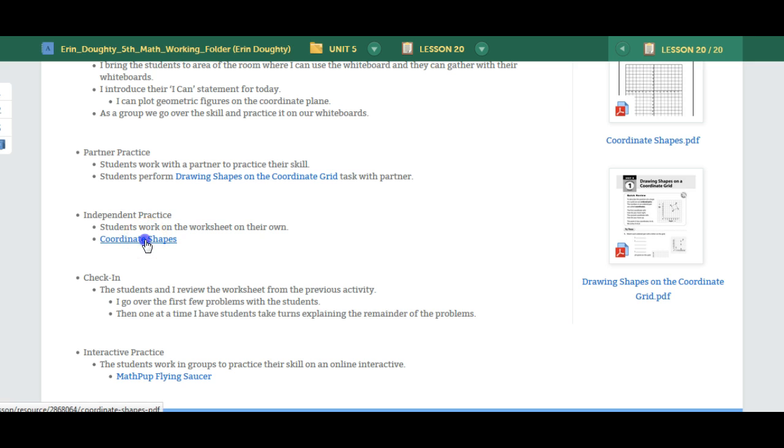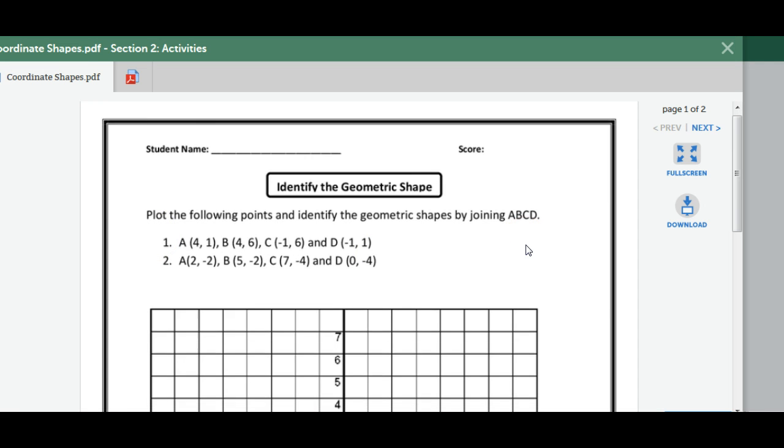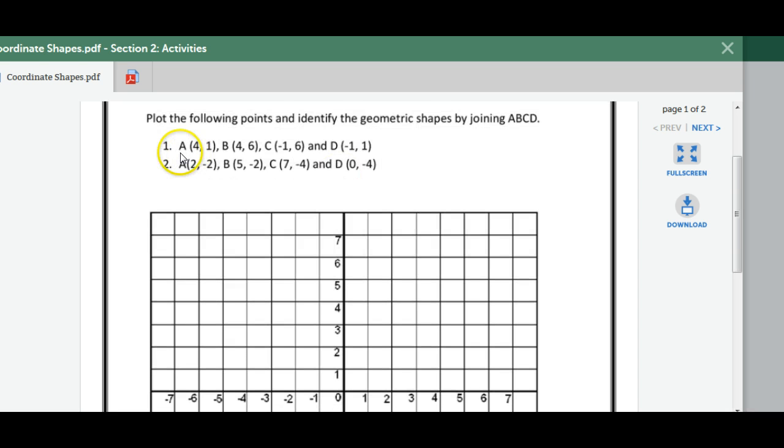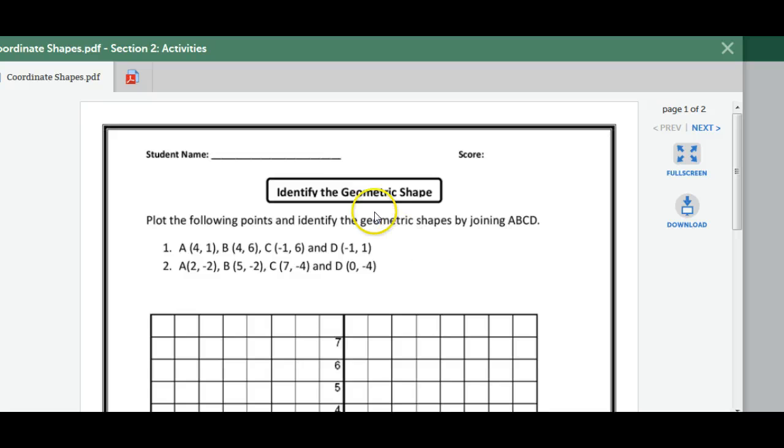To practice independently, the students work on this worksheet, which is identifying a geometric shape. They're given points that they need to plot, and the directions at the top tell them to connect points A, B, C, and D, and there are two that they have to do.